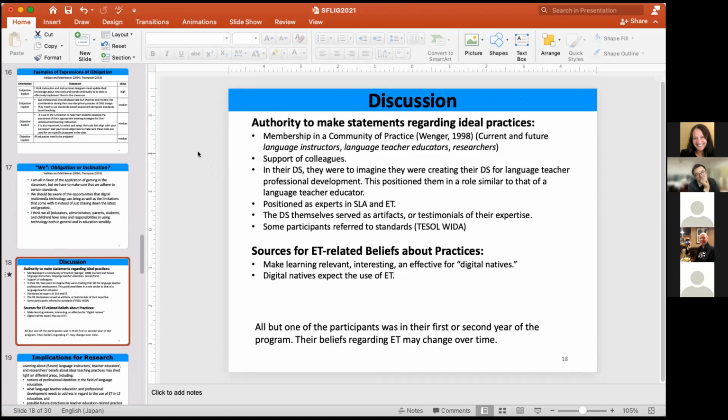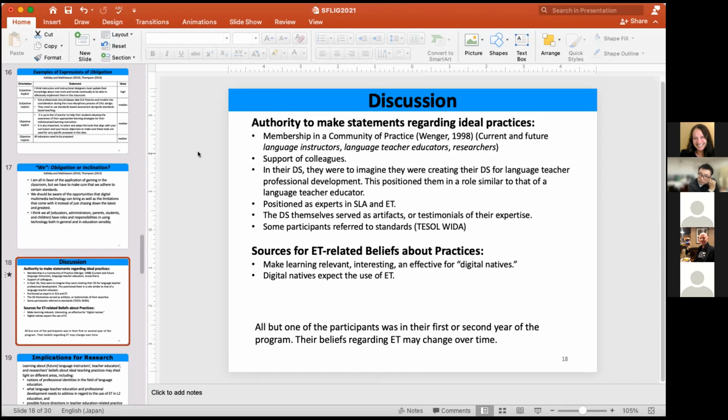Okay, and then the discussion. So I thought something interesting was the authority to make statements regarding ideal practices. When I looked at this data, I also looked at it through the lens of a community of practice. The participants were mostly first and second year doctoral students, and they're developing an identity as up and coming researchers, language educators, language teacher educators too. And they're trying to develop that identity.